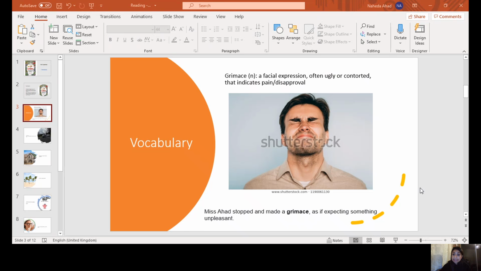Okay, so we are now going to move on to our vocabulary, and this will focus on 8 different words which you will use in sentences. Our first word, Miss Ahad's going to do the word first, and then you'll repeat after me. So my turn, grimace. Your turn.